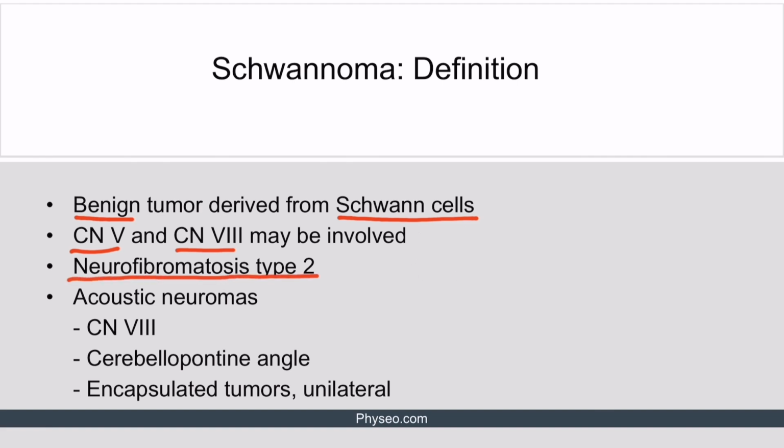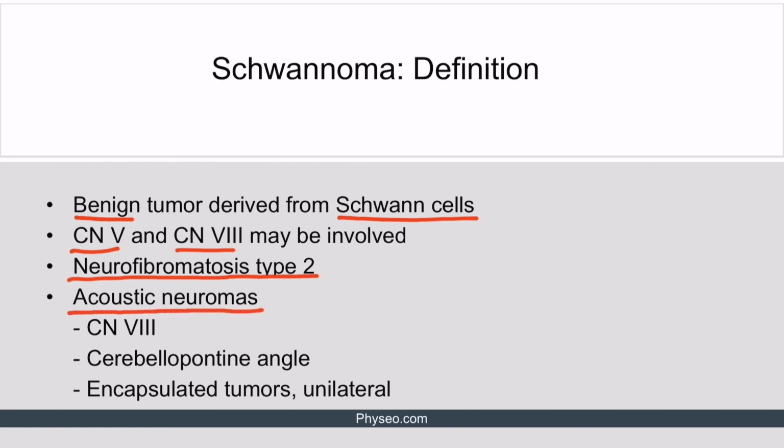In neurofibromatosis type 2, there is a loss of function of the tumor suppressor gene Merlin, also called Schwannomin. This causes a direct genetic change involving the NF2 gene on chromosome 22, or secondarily to Merlin inactivation.